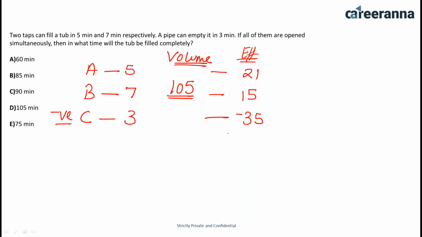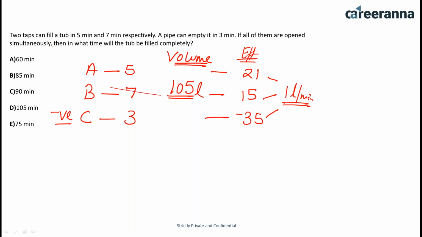Now if they all are working together, you have to add all three. 21 plus 15 is 36, minus 35, that is going to be 1 liter per minute. You can say 105 is in liters. So if all three pipes are filling this tub, they are filling only 1 liter in 1 minute.